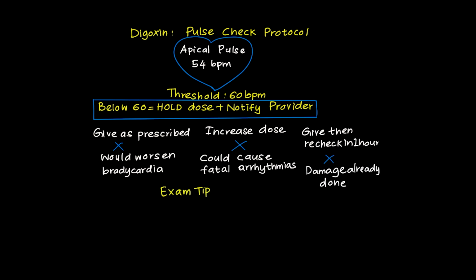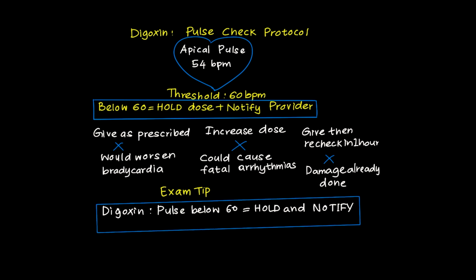Here is a WGU D441 OA exam tip for you. Digoxin pulse threshold is 60. Below 60 equals hold and notify. This is one of the most tested pharmacology facts. Memorize it cold. Quick recall hook: Dig under 60 equals dig it out. Hold the digoxin. Call the provider.